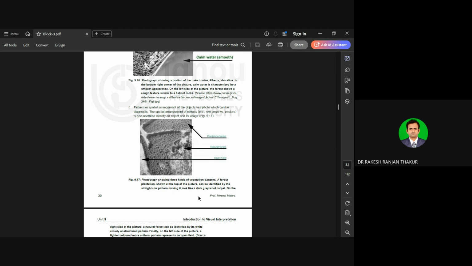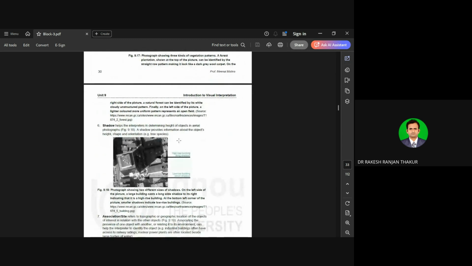On the other hand, some other examples are there, like open forest. So what I want to say is this pattern also plays a very vital role in the identification of an object, right? Then here is another of your keys of image interpretation, that is shadow. Shadow also helps us in the determination of the height of an object.